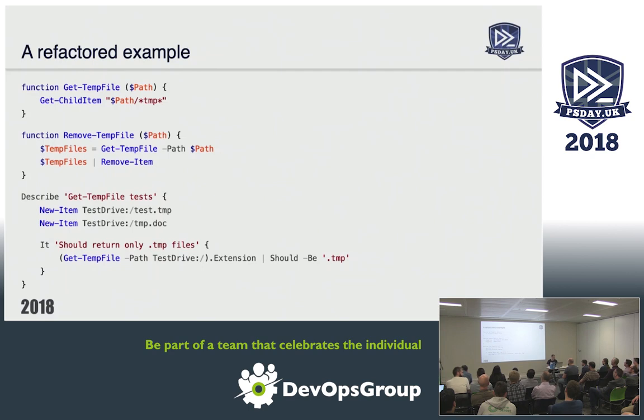So this is an example of having refactored this code. Now I've got a get-temp file function that pulls my temp files, and now I've got my remove-temp file relying on that get-temp file function in order to retrieve the files. So I haven't changed the way users use my remove-temp file function. They still just run remove-temp file and give it a path, and my other tests can still reflect that. But now I'm able to test the file retrieval part independently.